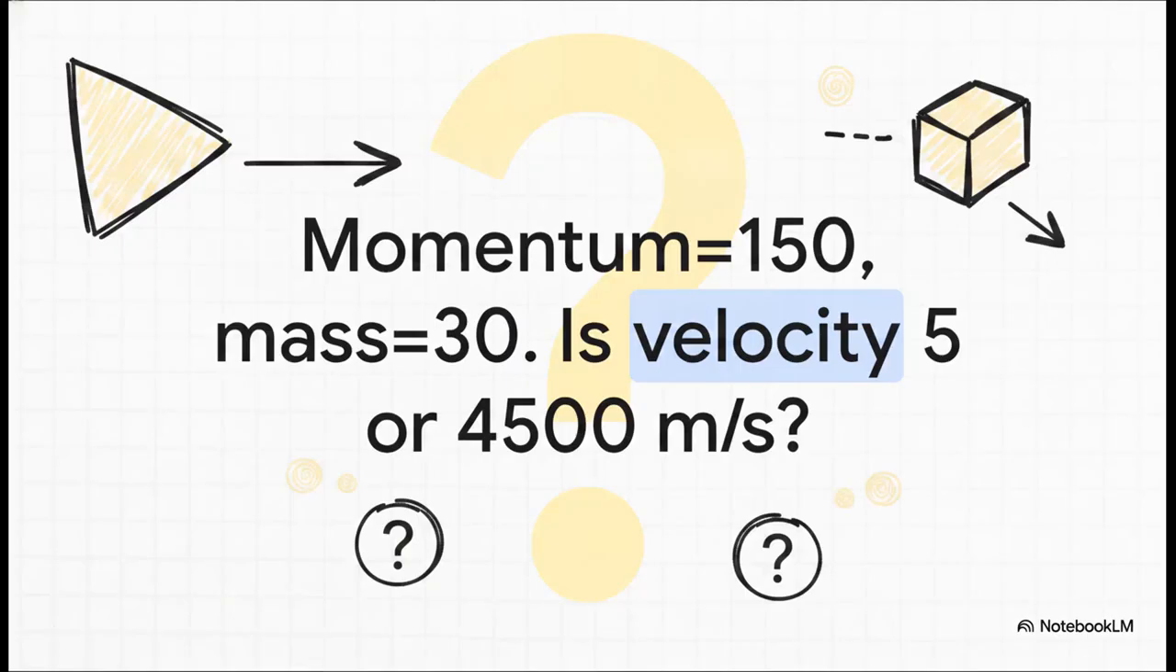Let's actually put that triangle to the test right now. Here is a real practice question pulled straight from your study bank. An object has a momentum of 150 meters per second and a mass of 30 kilograms. Is the velocity 5 meters per second or is it 4,500 meters per second? Take a quick second to think about how you'd apply that formula.